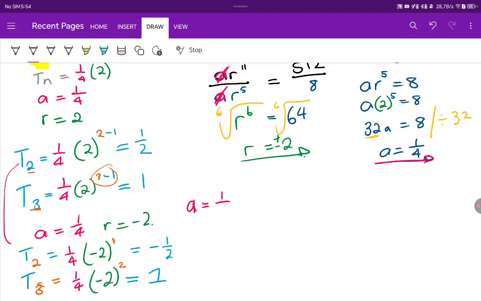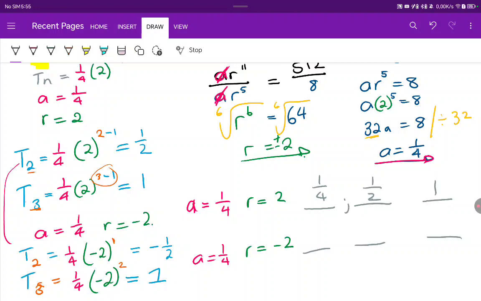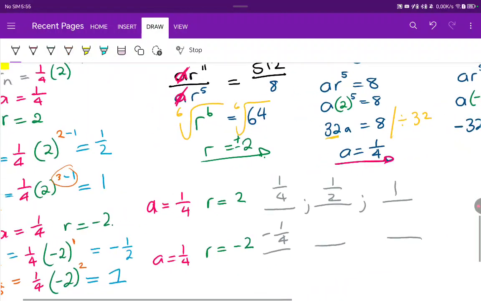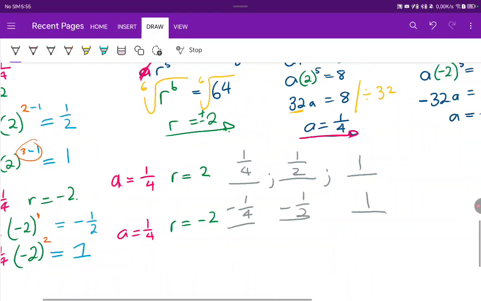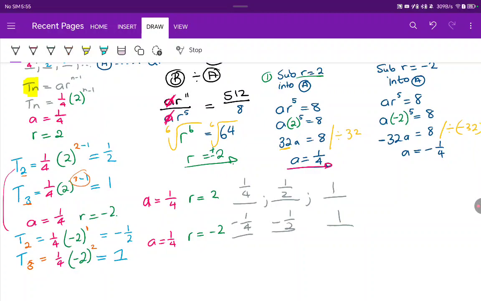A equals a quarter, r equals 2. And a equals a quarter, r equals negative 2. Then our sequence is going to be two options. A quarter, a half, and 1, if we have positive r. Or negative a quarter, negative a half, and positive 1. Those are our options, my dear ladies.